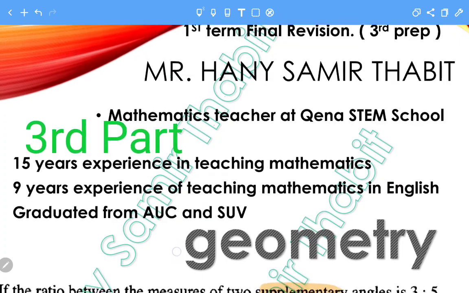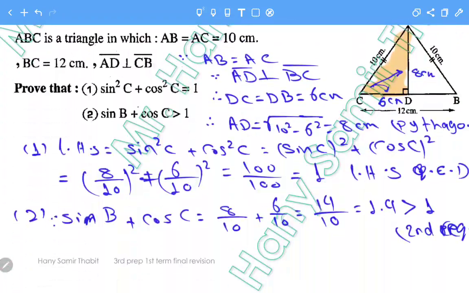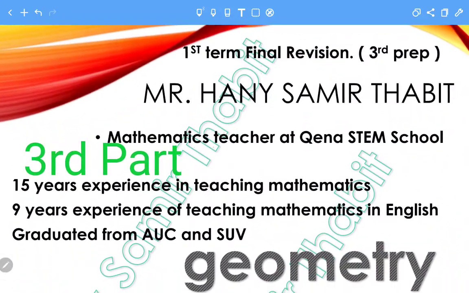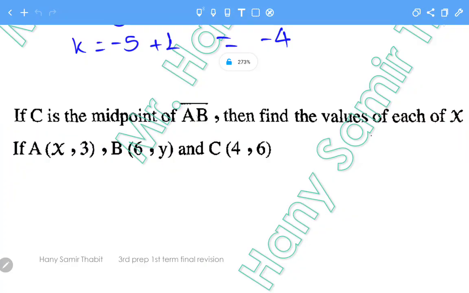We said we will continue the essay questions for geometry. We will continue the essay question which we have, and we stopped in this question: if C is the midpoint of AB, then find the value of each of X and Y.